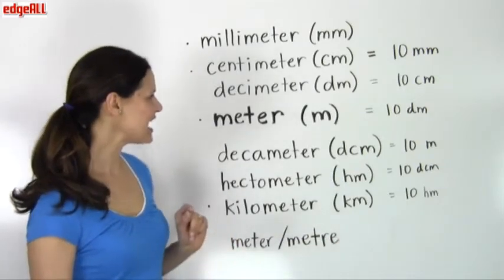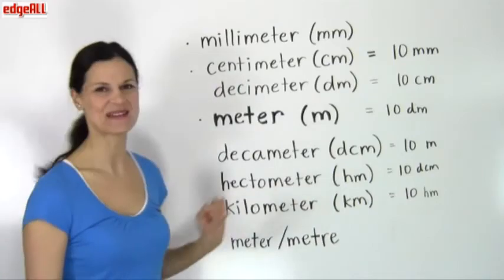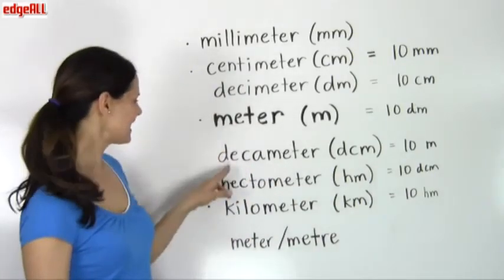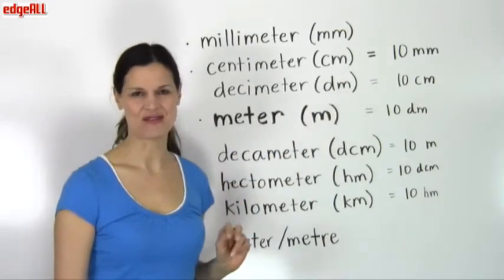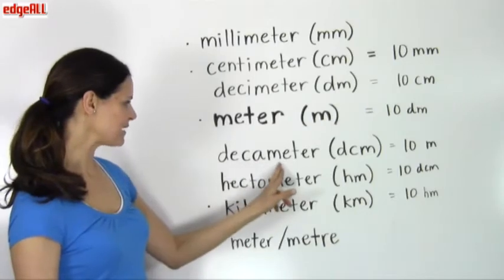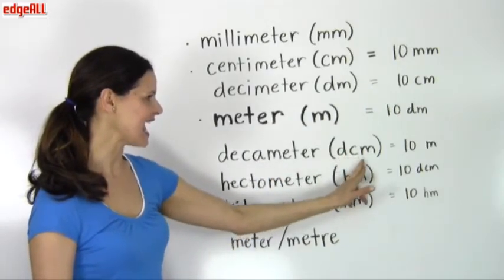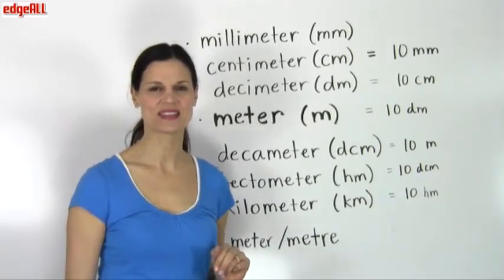Now you need to be extra careful when you're working with a decimeter or decameter. Since they both begin with a D and then have the meter, we can't use DM for both of them. And so you'll see for decameter, there's a C in between, and it's DCM. Sometimes it's easy to get these confused.